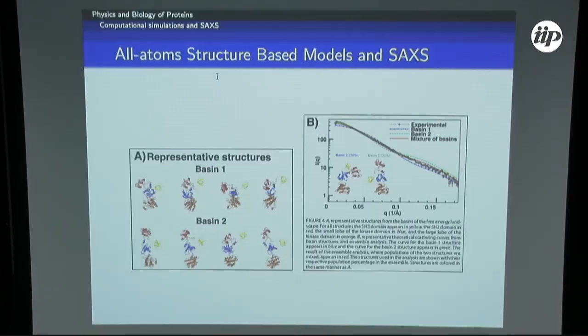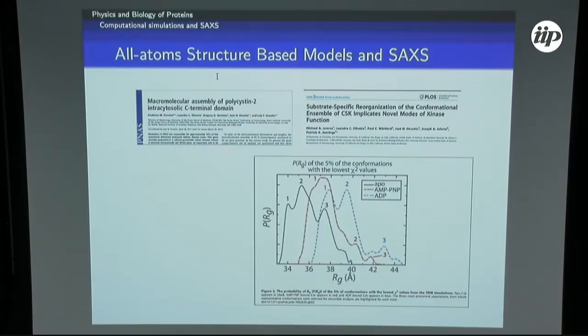Okay, then this idea was employed in other publications, for example, here to understand polycystic disease, an important disease in the kidney, and to understand how a kinase switches from one structure to another in the presence of AMP-PNP. This is a kind of stable ATP for analysis, and in ADP.